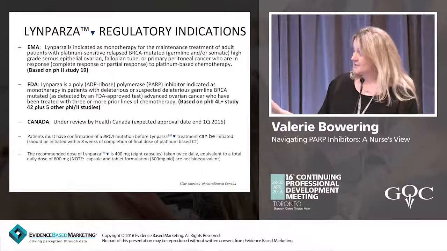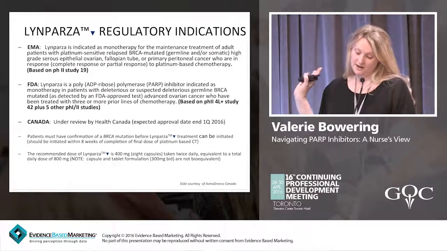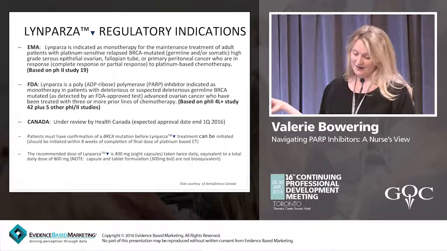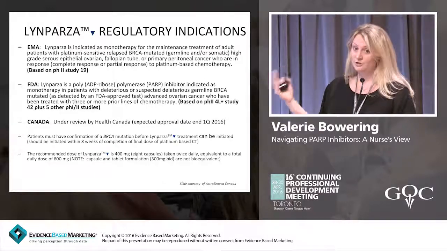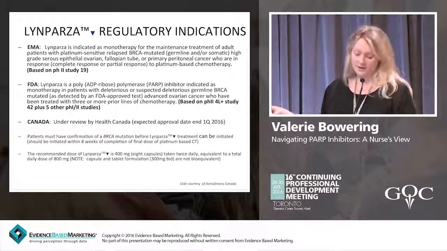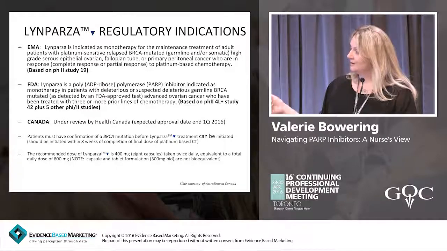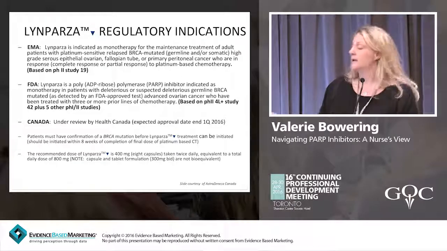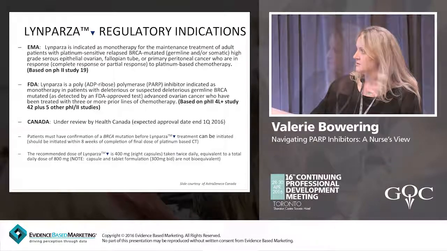In Canada, most recently, when I actually put these slides together, I didn't have this information, but as of April 29th, the indication has come through for both gBRCA, so germline BRCA, as well as somatic BRCA, in the recurrent platinum-sensitive maintenance treatment of patients. And again, I'll talk about the dosages and how many tablets patients have to take for it.